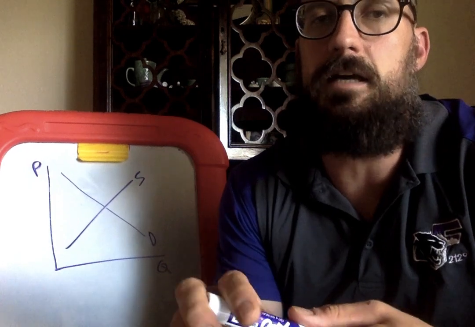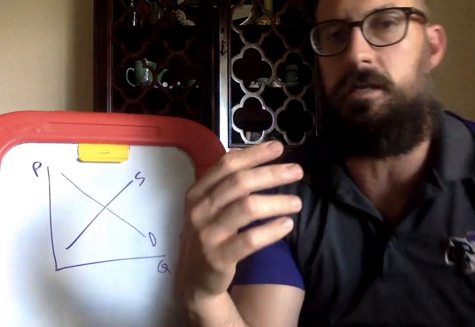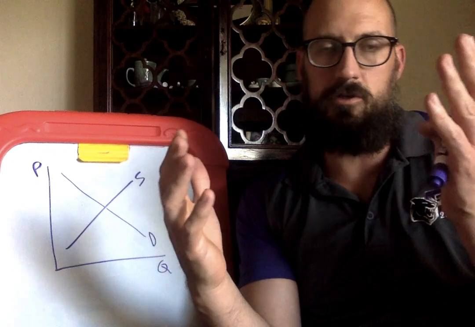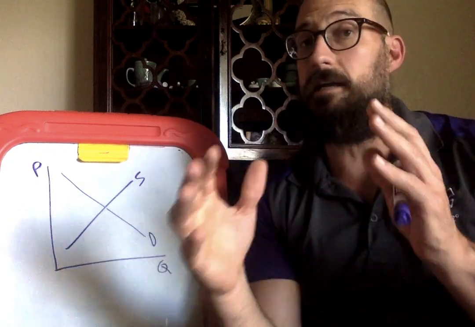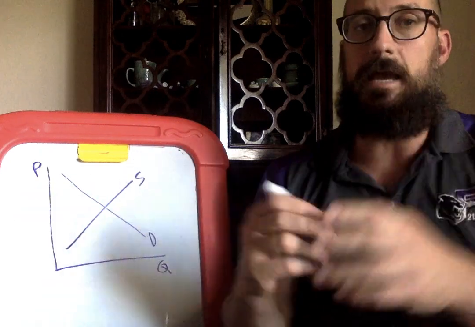Which means that if two curves shift at the same time, either price or quantity is going to be indeterminate or ambiguous. So we're going to know what happens to either price or quantity, but we're not going to know what's going to happen to both. So one of them will be ambiguous.